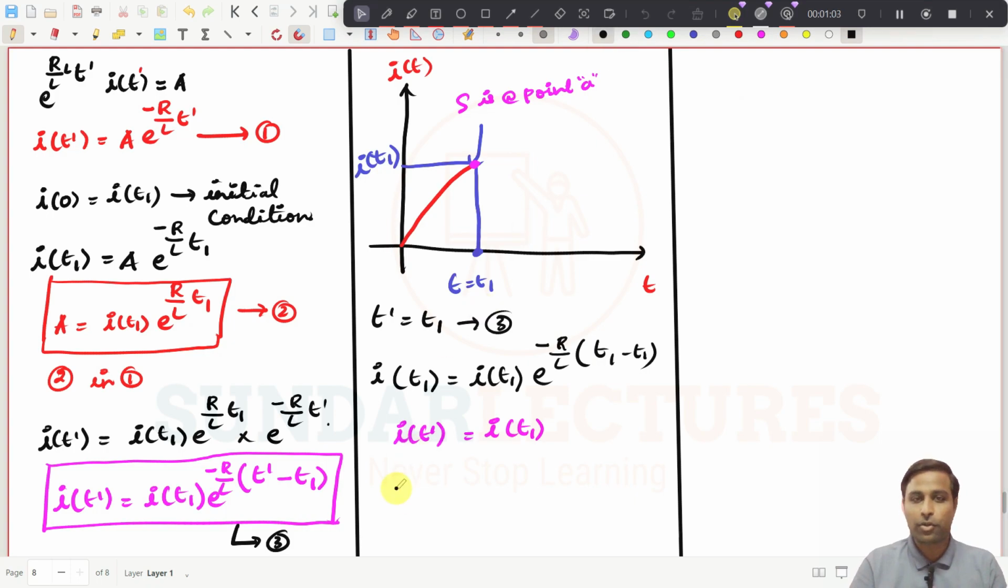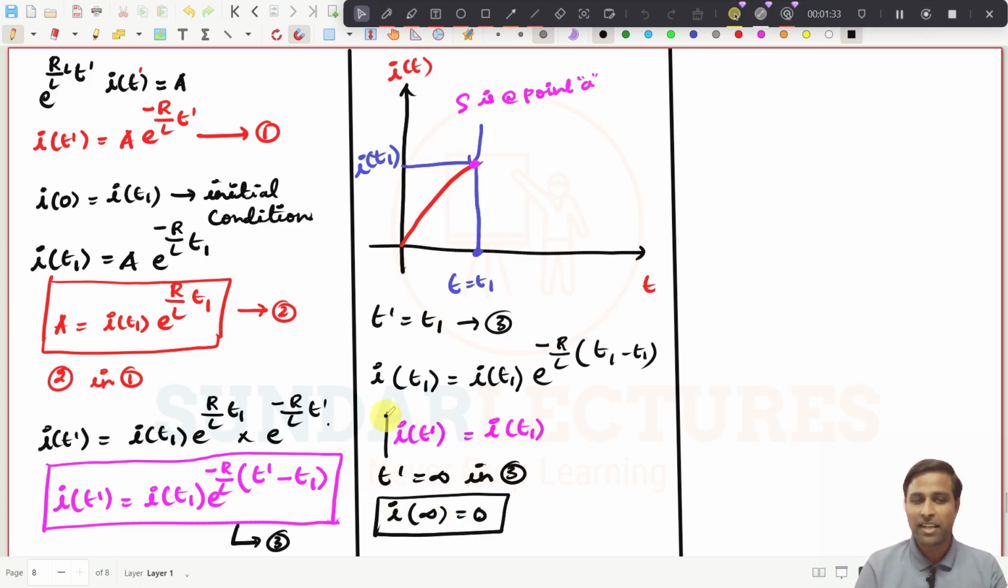And what we are going to do now, you substitute t dash is equal to infinity in expression number 3. What will happen now? I of infinity will be equal to, if I substitute infinity, the whole exponent becomes minus infinity. E power minus infinity is what? 0. So it becomes 0, right? This will start from this point, which is I of t1, and it will die down to 0.